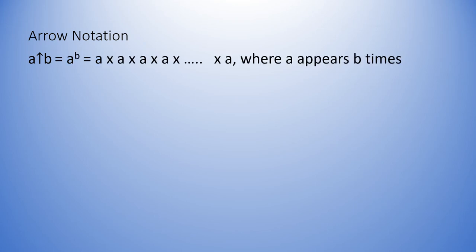In this case, that's an up arrow, A up B. And what that means simply is A to the power of B. And just to remind you, that's A times A times A times A, where A is appearing B times. As an example, 3 up 3 is 3 to the power of 3, which is 3 times 3 times 3. The 3 is appearing 3 times, and we get 27.